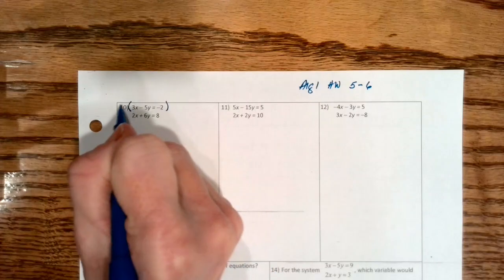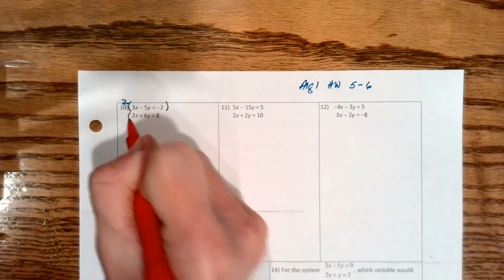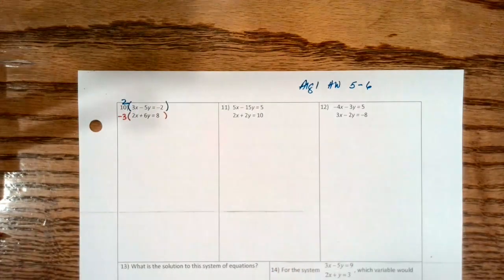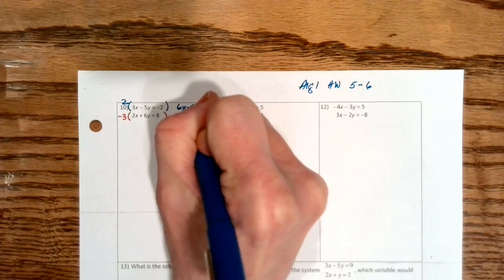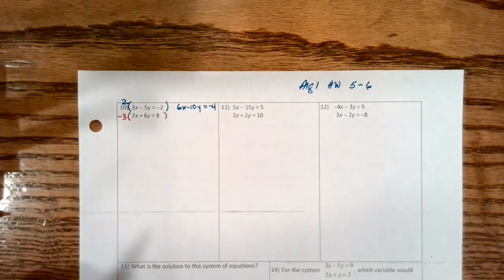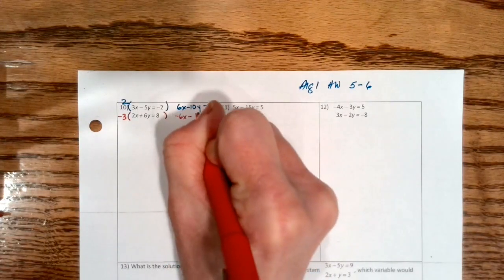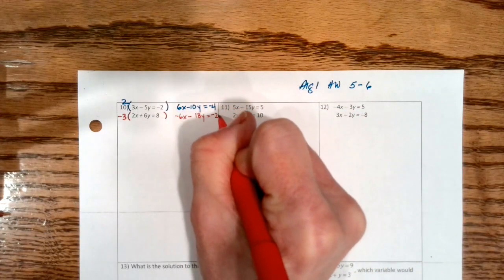If I multiply this equation by 2 and I multiply this equation by a -3, I came up with those numbers because I'm looking for coefficients of +6 and -6. That'll make those values cancel out. So I have 6x minus 10y is equal to -4. I have -6x minus 18y is going to be equal to -24.